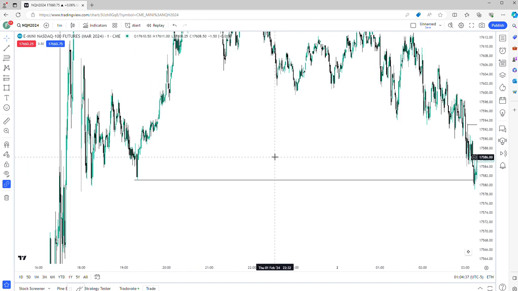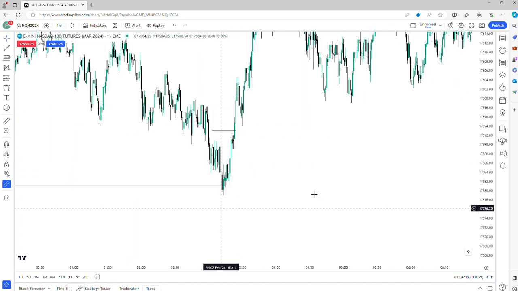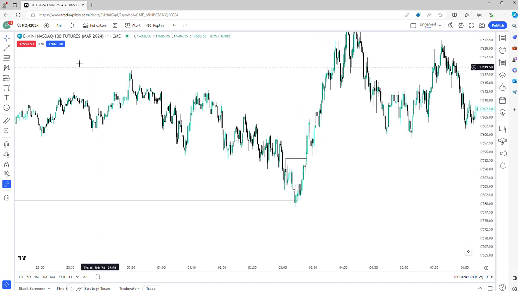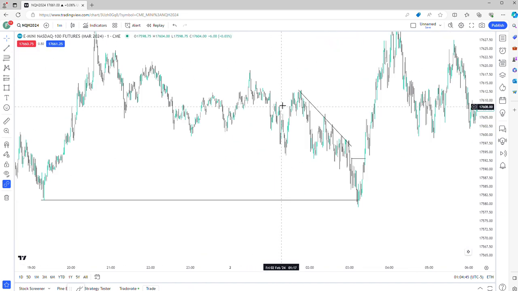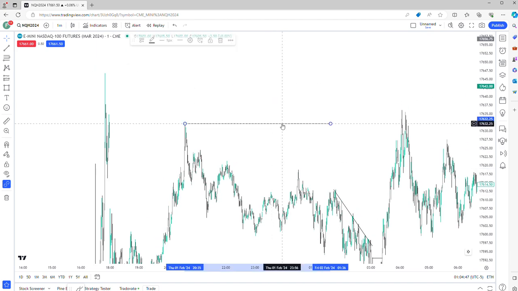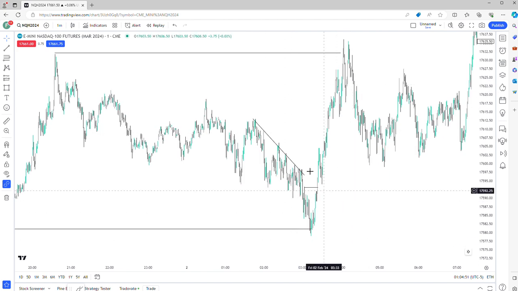So Asian liquidity, wait for that to get raided during a key time frame, and guess what? Target the opposing liquidity. In this case, you got all this trend line liquidity, and in this case, we actually target the opposing liquidity. Now, it's not always going to happen like that, but when it does, it's one of those trades where if you have a partial or runner, you can execute on that.